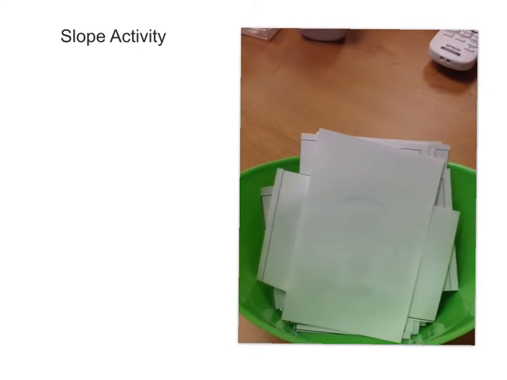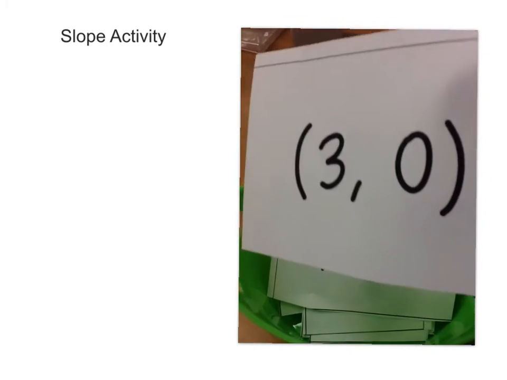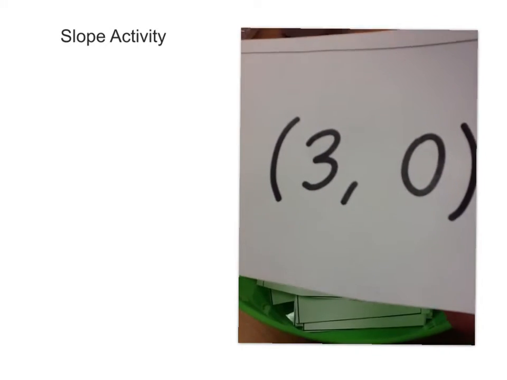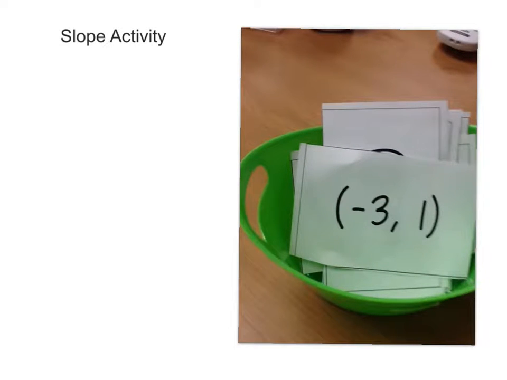The first thing everyone's going to do is draw an ordered pair. Okay, so I draw the ordered pair 3, 0. So that's my ordered pair. Okay, and then I'm going to look and see what ordered pair my partner got. And it looks like they have the ordered pair 1, 2.